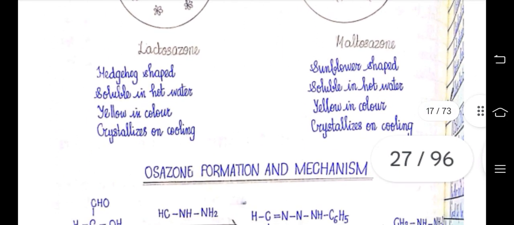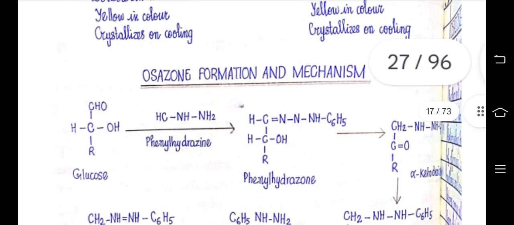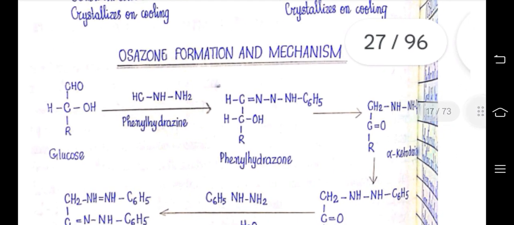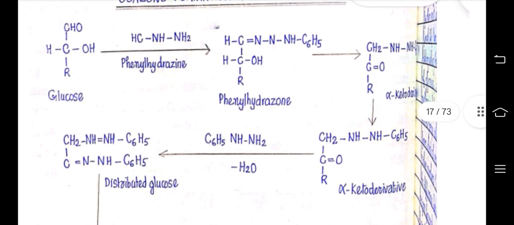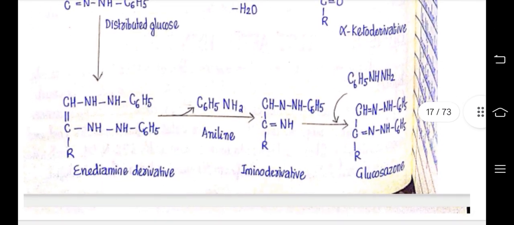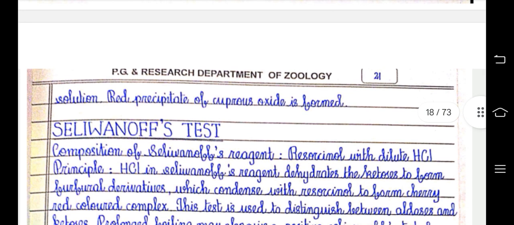Try to draw this. Osazone formation and mechanism. Glucose, phenylhydrazine, phenylhydrazone. Then alpha keto derivative, then enediamine derivative, enol derivative, glucosone is formed. Then a red precipitate of cuprous oxide is formed earlier. Then Seliwanoff's test. Composition of Seliwanoff's reagent.